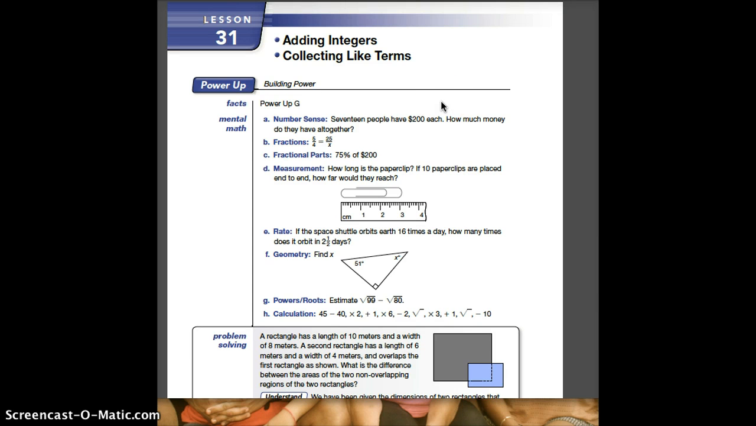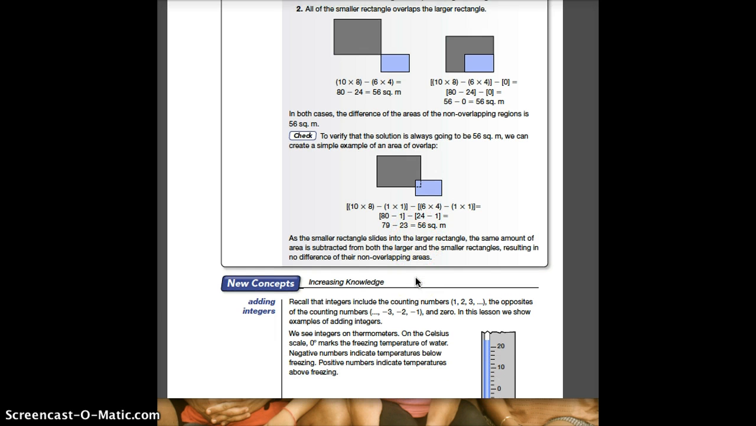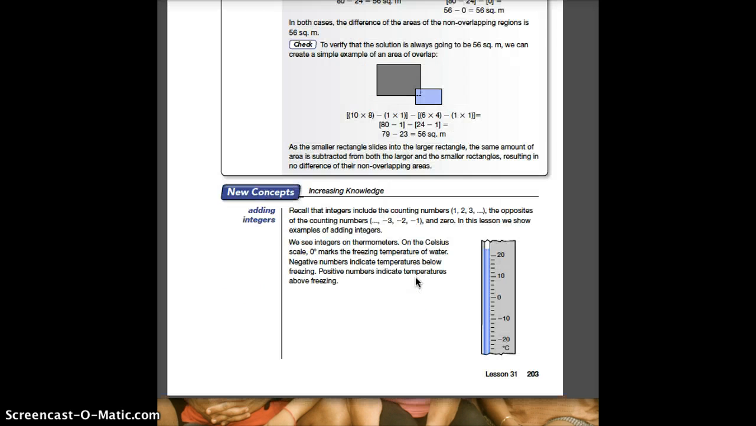Okay, for the pre-algebra class, now we're doing lesson 31, adding integers and collecting like terms. All right, so we're going to go down to the new concept section, and it's on page 203. And basically, let's read this.